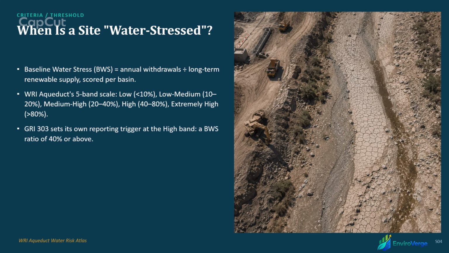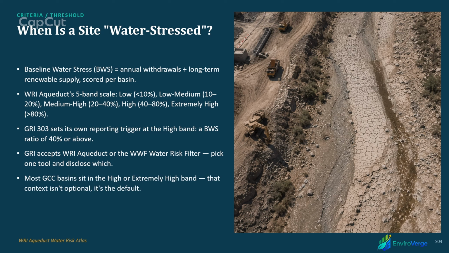GRI 303 sets its own reporting trigger right at the high band, a BWS ratio of 40% or above. GRI accepts either WRI Aqueduct or the WWF water risk filter as the tool. Pick one and disclose which one you used. Most GCC basins sit in the high or extremely high band. That context isn't optional, and it isn't a special case that needs flagging. On this region's projects, it's the default.